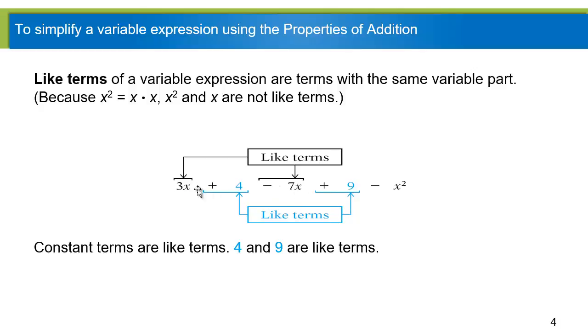These two are like terms because they also have the same distribution of variables. They have an x, and they only have one x, right? An x to the first power. This one is not because it's x squared. It's another power of x.